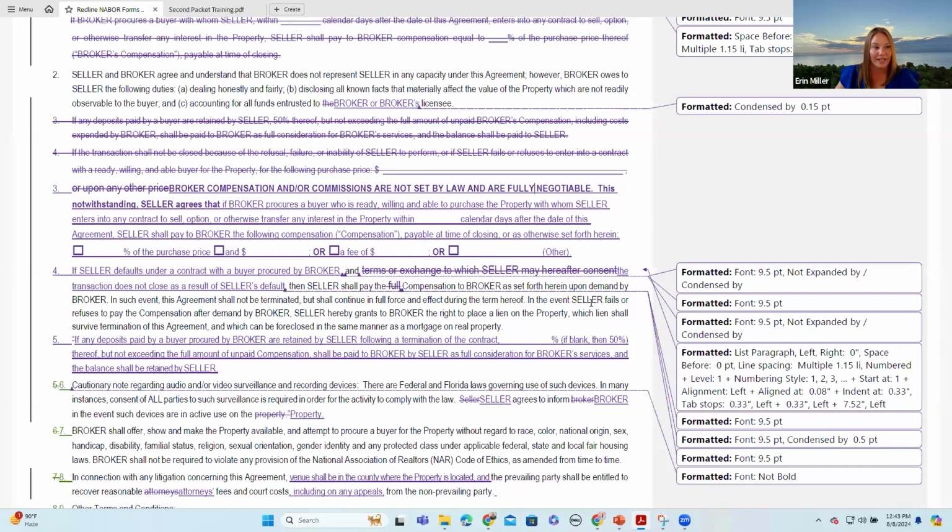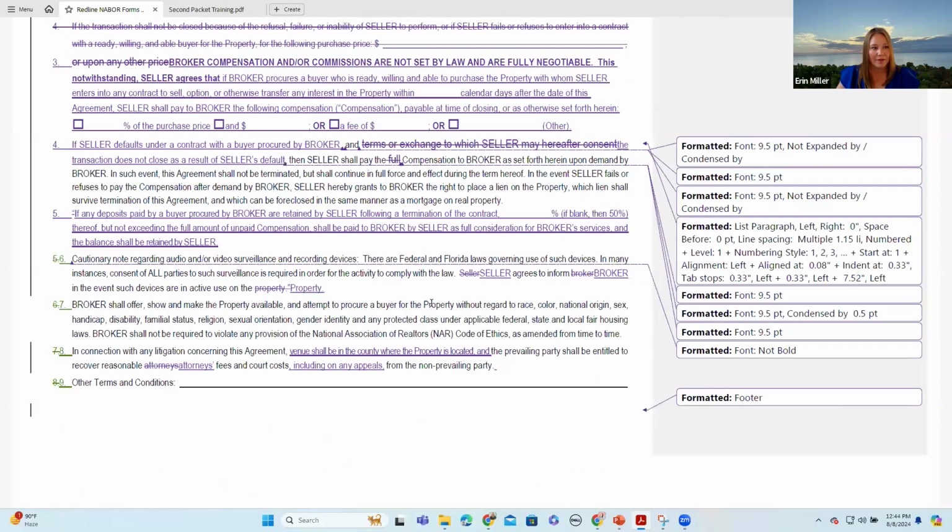If, paragraph 4, if the seller defaults under a contract with a buyer procured by the broker, and the transaction does not close as a result of the seller's default, then the seller is going to pay the full compensation to the broker as set forth herein upon demand by the broker. Again, this is in the event of a seller getting cold feet at closing. If the seller defaults under a sales contract with a buyer procured by the broker, then the seller is going to be responsible for paying the full compensation to the broker. We've got paragraph 5, a retained deposits clause.